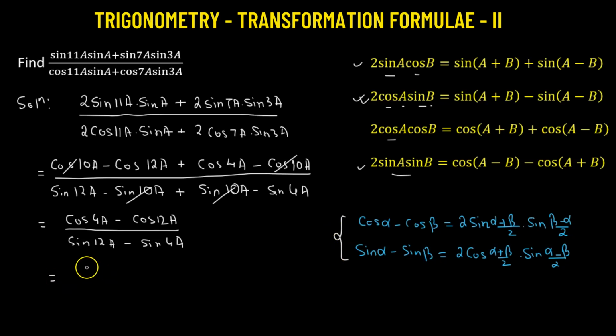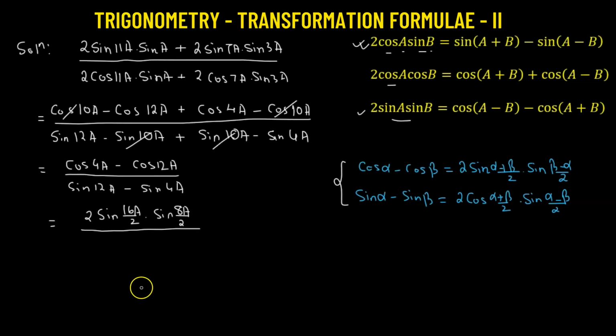Our numerator will now become 2 times sine of angle. First we need to add them: 4a plus 12a is going to be 16a, 16a over 2, multiplied by sine of angle beta minus alpha, that means 12a minus 4a, which is going to be 8a, so 8a over 2. Whole divided by, for the difference of two sines, 2 times cosine of angle, so the sum is 16a over 2, multiplied by sine of angle 12a minus 4a, which is 8a over 2.